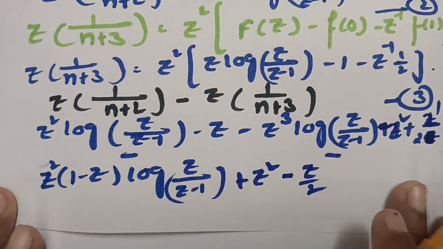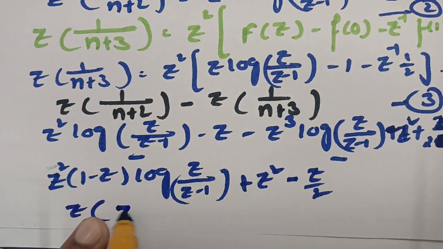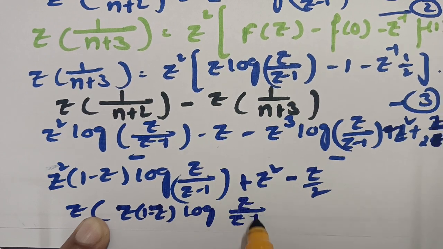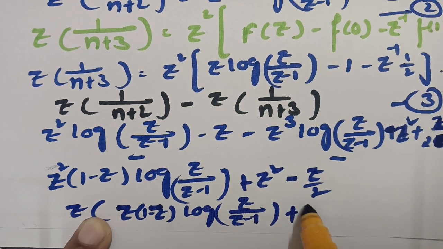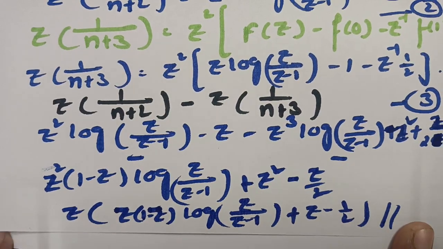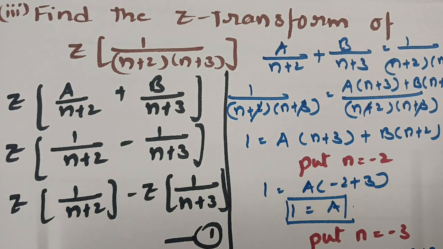If I take z common, this will be z into 1 minus z log of z by z minus 1, plus z minus half, and this is the final answer. So this is how we have to use the shifting theorem and how we have to solve. Thank you so much for watching. These are very, very important.